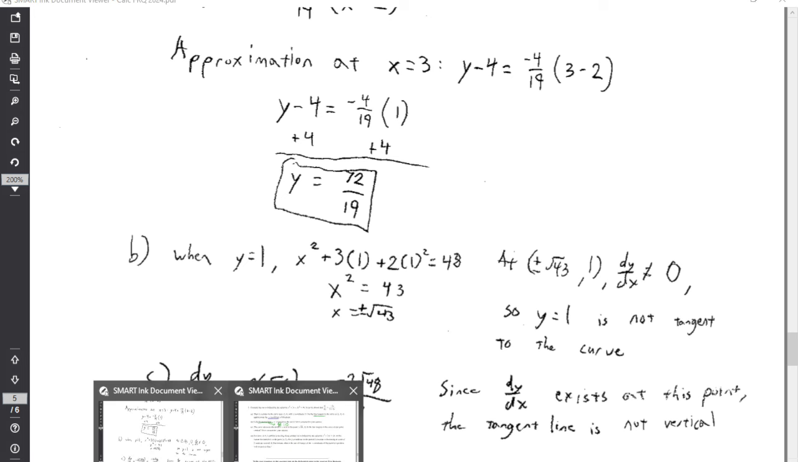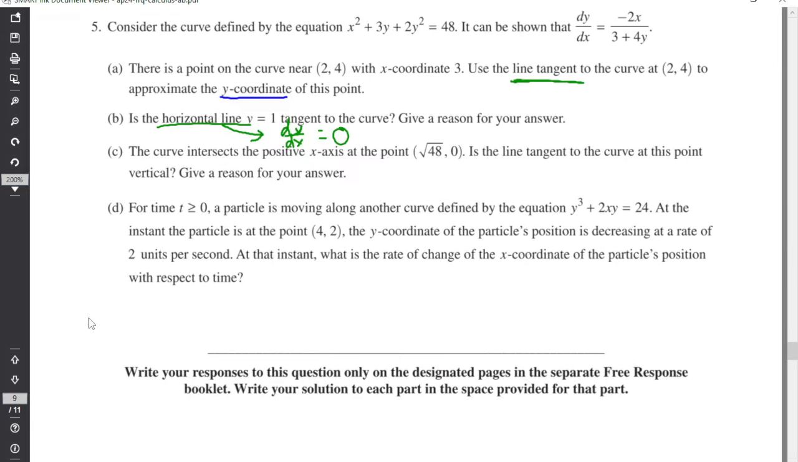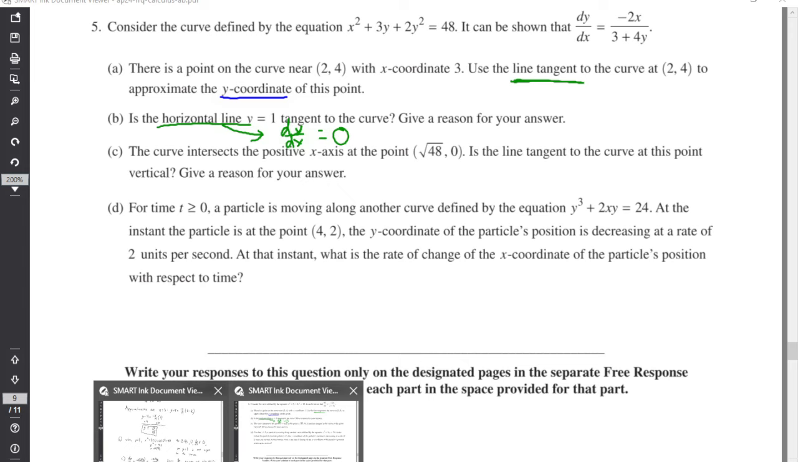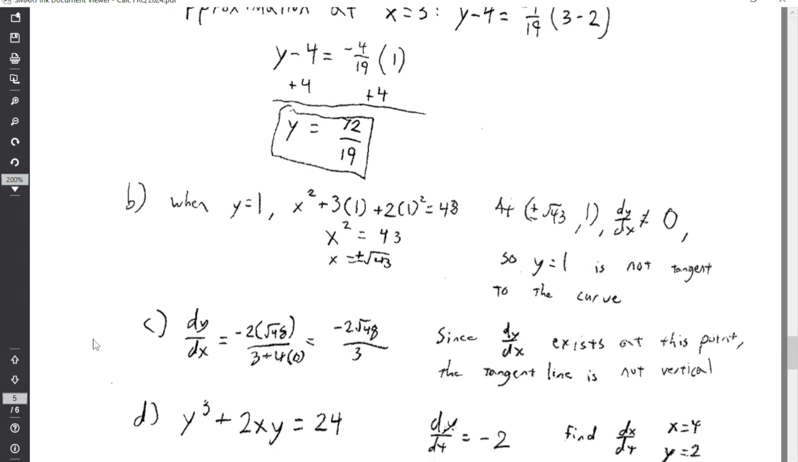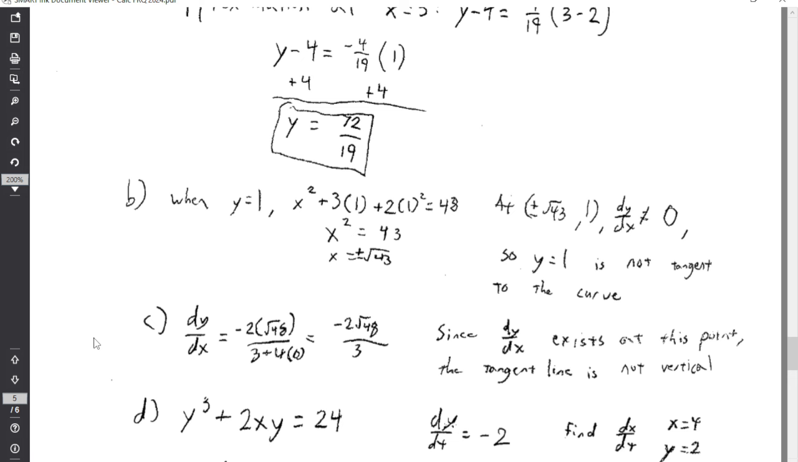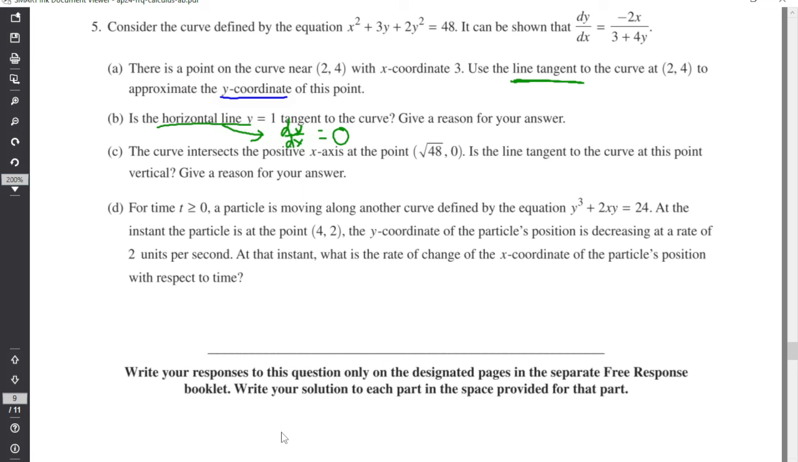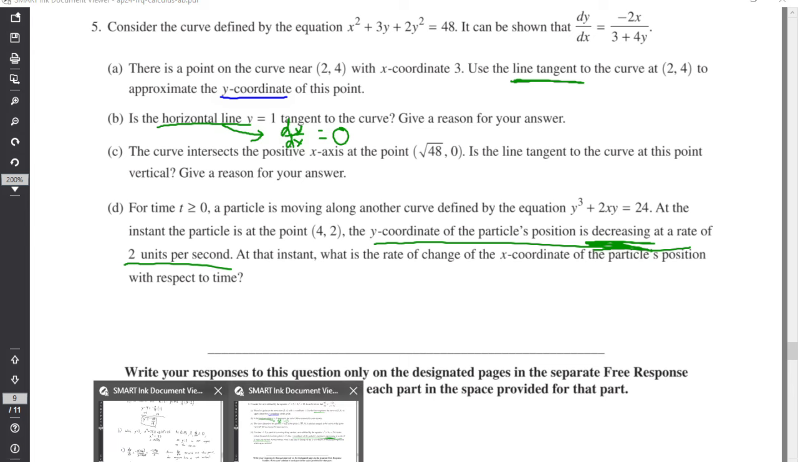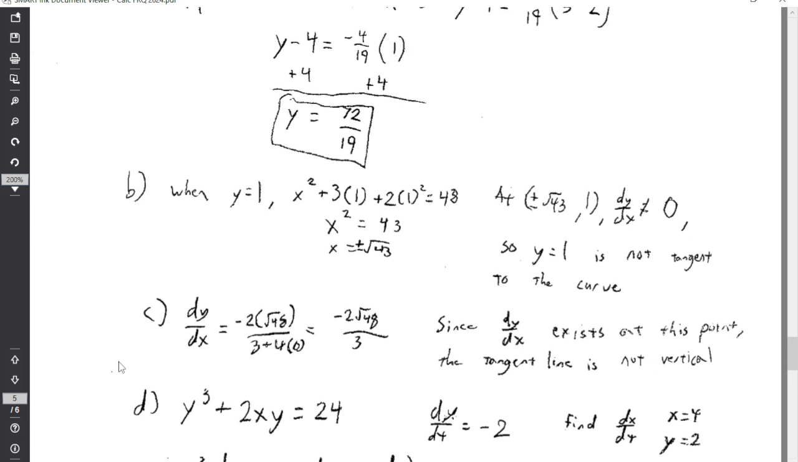And then finally, part D, a little bit of related rates here. So we're going to take our derivative, and we're going to have dx/dt and dy/dt whenever we have the derivative. So it's giving us dy/dt right here: the y coordinate is decreasing at this rate. So that means that our dy/dt is negative. So dy/dt is negative 2. It gives us the point of x equals 4 and y equals 2.